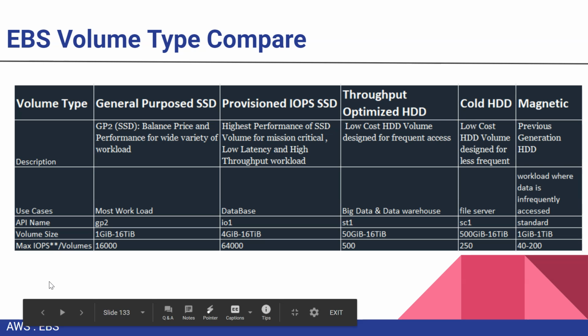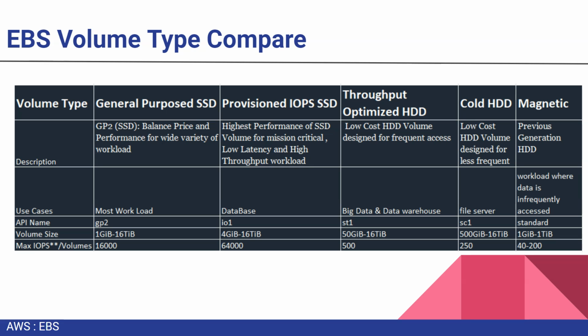If you see the comparison with the different parameters, the use case for general purpose SSD is most normal workloads. Provisioned IOPS is for databases, where you require very low latency. Throughput optimized hard drive is for big data analysis and data warehouse. Cold HDD is normally for file servers, and magnetic is for workloads where data is infrequently accessed, so there is less access of the workload. API name we already discussed.